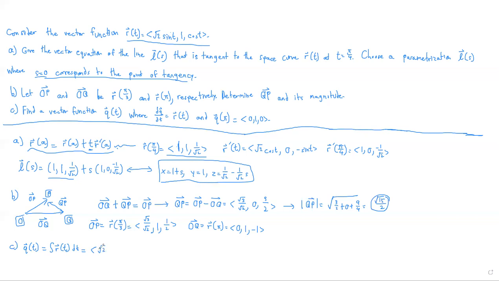negative root 2 cos t plus c1. Here, it's just t plus c2. And sine t plus c3. Okay, now that is Q of t, and we're also told that Q of pi is equal to 0, 1, 0.